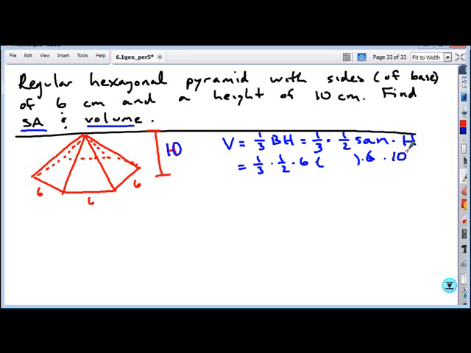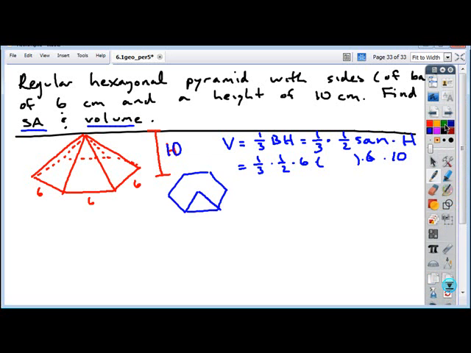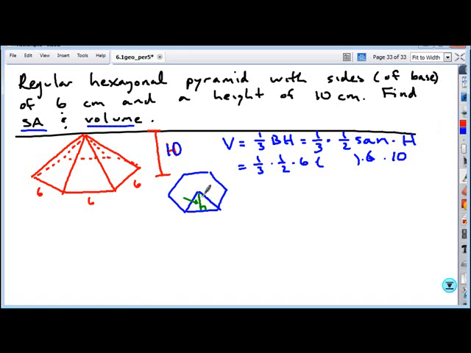So all we need to do is take our base, which is a regular hexagon, and find, if we take this reference triangle right here, the altitude of this reference triangle. That's the one unknown piece. In a regular hexagon, our reference triangle is equilateral, which when we cut in half becomes a 30, 60, 90. So this angle is 30 degrees, this angle is 60 degrees.